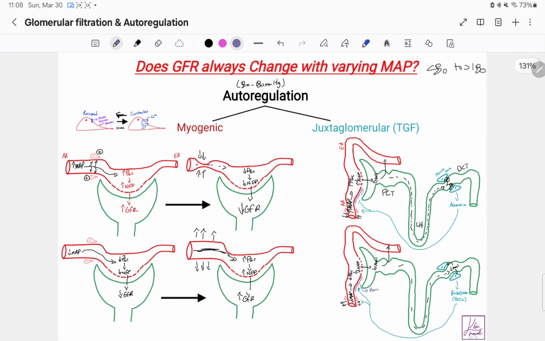Alrighty, guys. That's going to finish it with this video. We covered a lot today. We covered glomerular filtration, autoregulation, structure and function of the kidneys.